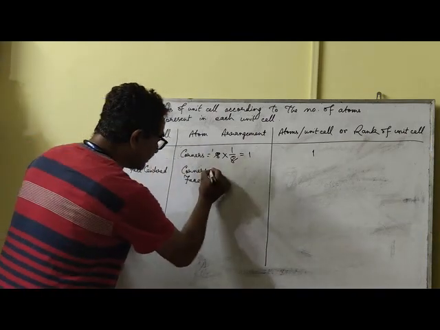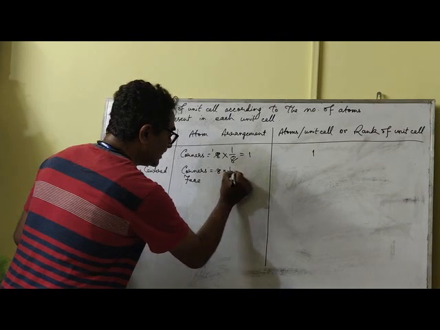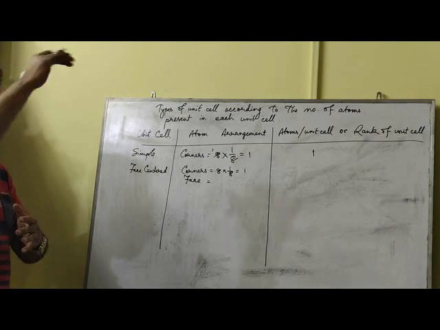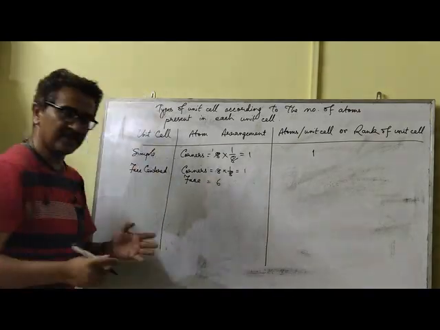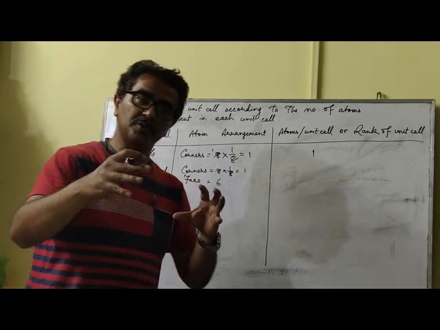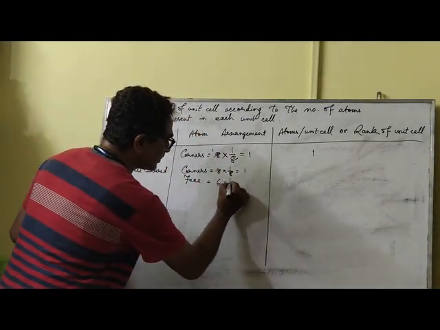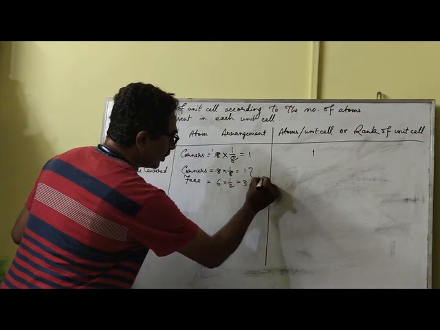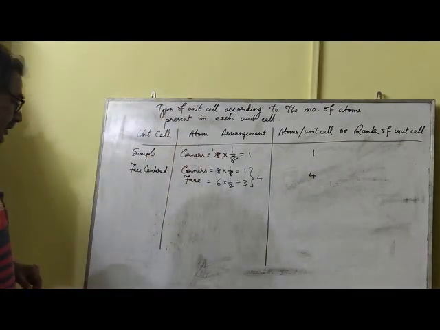So how many atoms were there in the corners? As usual, the same way, 8 into 1/8, that is 1. And in the face, how many faces were there? Remember, there were 6 faces, and each of the faces had half of the portion of the spherical atom inserted. So 6 into half, that is 3. So we got a total of 4. So the rank of this type of unit cell is considered to be 4.